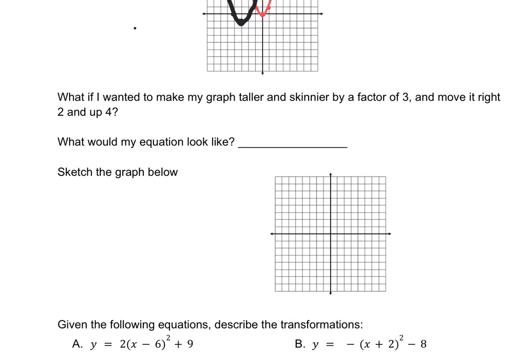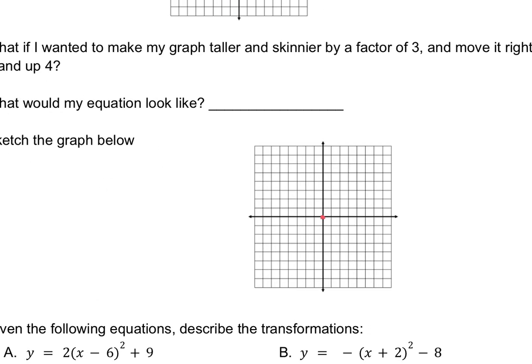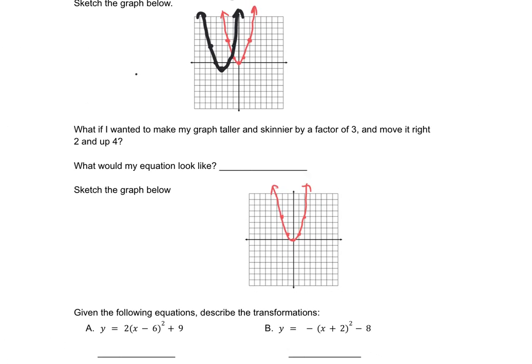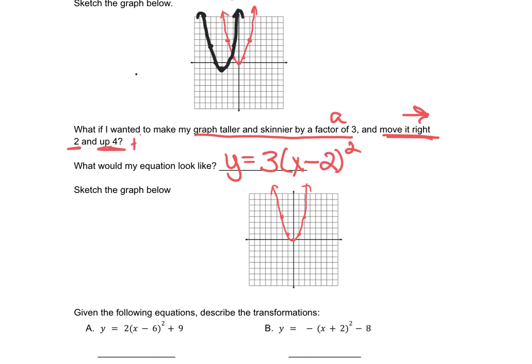Again, we have our red parent function, which is here and here, and negative 2, 4, and positive 2, 4. Here's our parent function that we're just going to compare to. What if I wanted to make my graph taller and skinnier by a factor of 3? That A value is going to be 3 out in front. And we want to move it to the right 2. So grouped with my x, we're going to move it to the right. Remember, if we move it to the right, thinking that's the positive direction, in our parentheses is going to be a minus 2. And then up 4 means we're going positive 4.